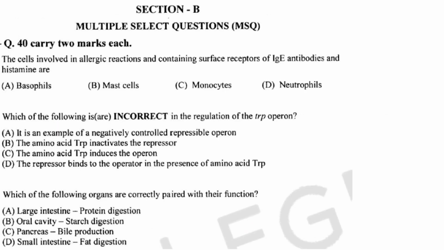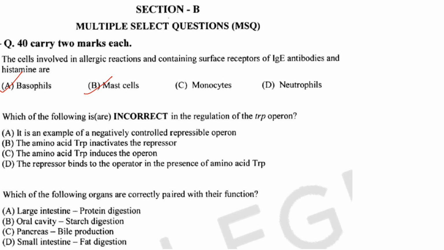Now coming to MSQ questions. The cells involved in allergic reaction and containing surface receptors for IgE antibodies and histamine are. So surface receptors for IgE antibodies as well as histamine, they both are present in basophils as well as in mast cells. They both are involved in allergic reactions. So A and B is the answer.